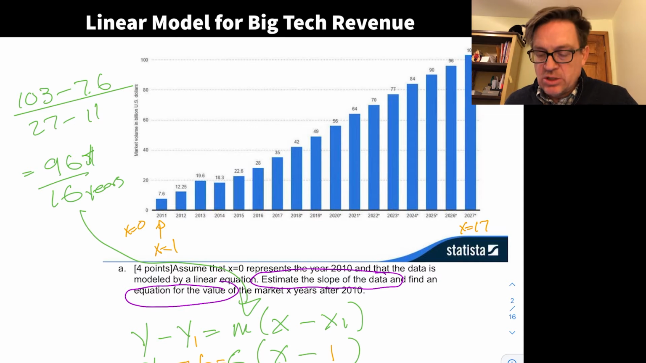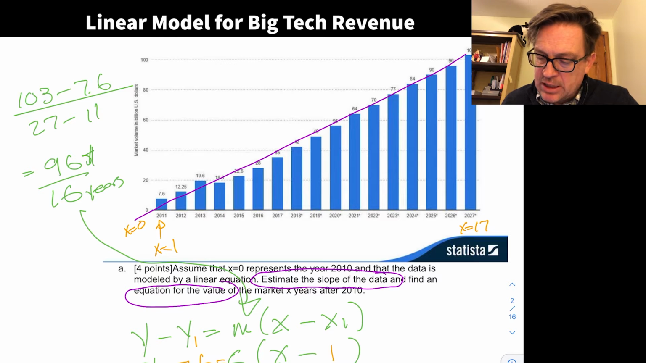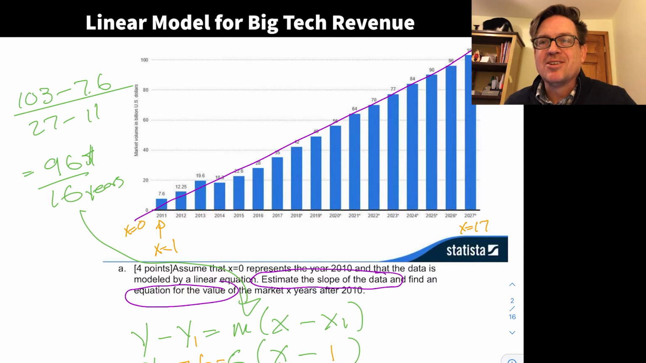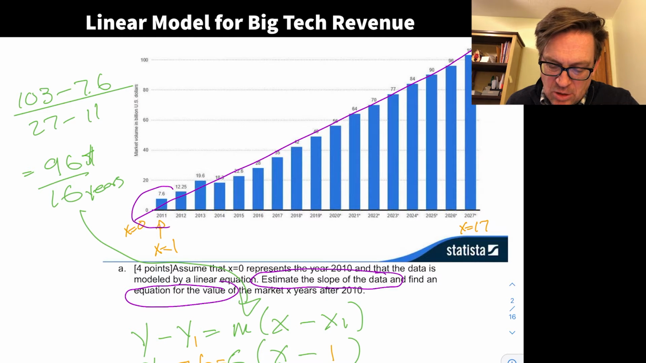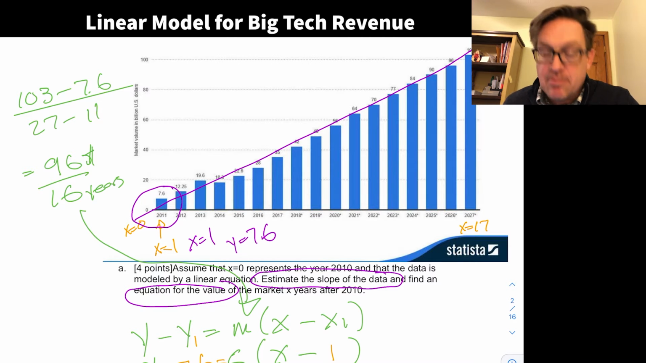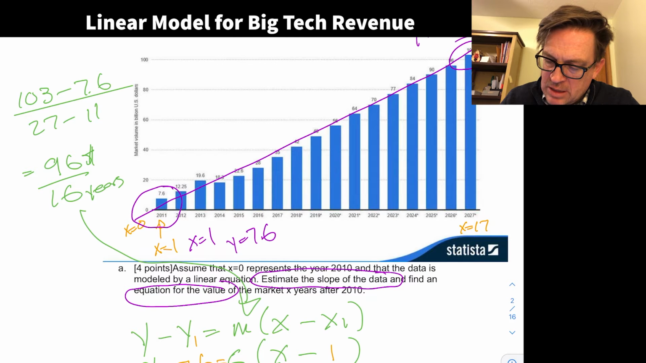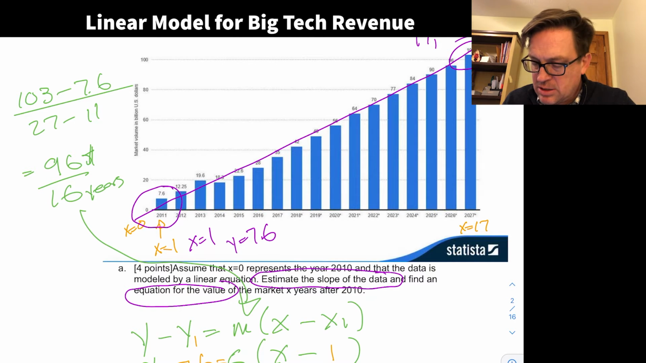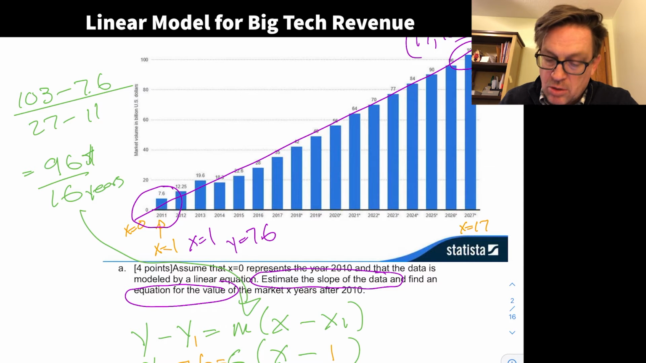So what we can do is look at this as approximately linear, and we can pick two data points to estimate the slope. We'll use x equals 1 year after 2010, and y is 7.6, in billions of dollars. And we're going to use the last data point, which is 17 years after 2010, and 103 billion.